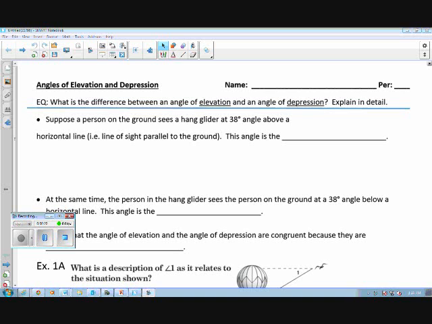Whoops, my markers disappeared. Angles of elevation and depression. If you need to pause, pass it out. As we go through these notes, please fill them in. It matches what you have on the pink piece of paper.